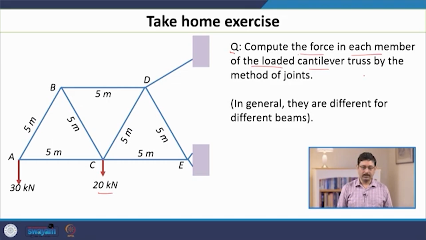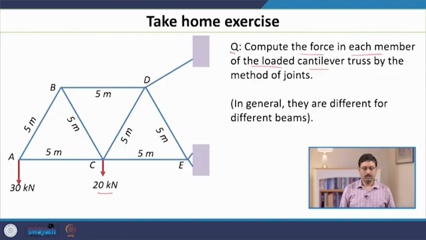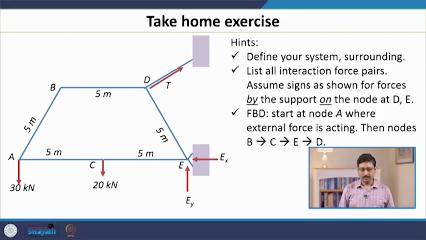So, one thing you must remember here is that in general you should not assume that the tensions in all the beams are same. You have to assume, like we did here when we started, that the tensions are different, and then if the calculation shows that the tension turns out to be same, then it is well and good.